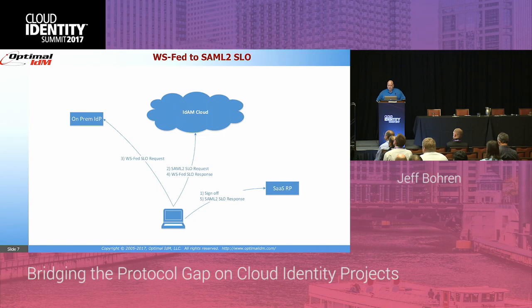Now we're going to do the sign-out. Can't emphasize the importance of single logout. In this case, the user signs out of the reliant party. A SAML2 logout request is sent to the identity service in the cloud, which turns into a WS-Federation single logout request to on-premise. In almost all practical cases, single logout is done in iframes as implementation.